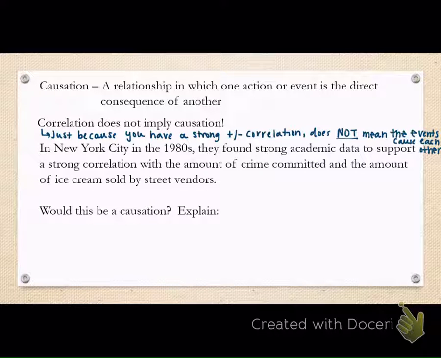So in New York City in the 1980s, they found strong academic data to support a strong correlation between the amount of crime committed and the amount of ice cream sold by the street vendors. So what they're saying is, as crime increased, the amount of ice cream sold also increased, and there was a strong correlation there. Was this causation? So you're shaking your head, Hannah. Why are you shaking your head? So no, it's not causation.